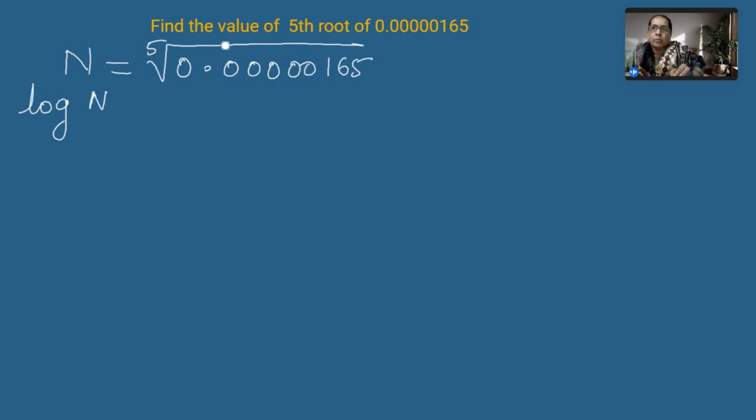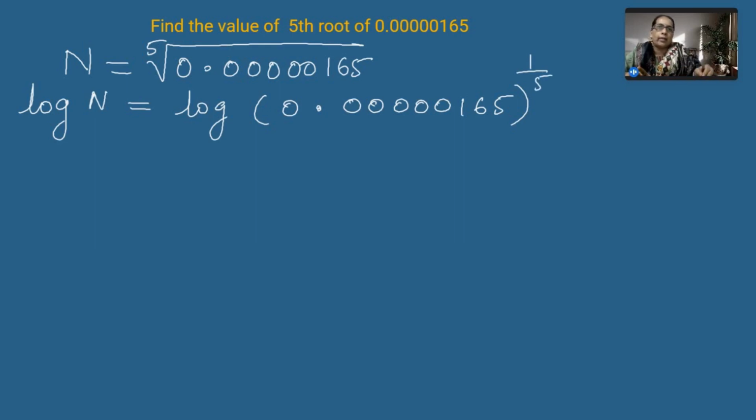Apply log to both sides. So log n is log of the number 0.00000165, there are 5 zeros in the line 165. Fifth root means to the power 1 by 5. So here we are applying the law of logarithm, that is log x to the power m is m log x. So this turns out to be 1/5 of log of this number, which we have to write in standard form.